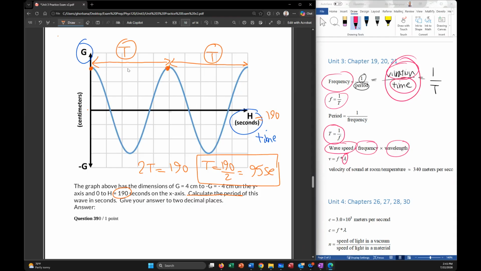We can even calculate the frequency. Okay, how can we calculate the frequency? We can say 1 over 95. Or we can calculate the frequency another way. How many vibrations do we have? We have one, two vibrations happening in how many seconds? 190 seconds. This is another way to calculate the frequency. But this question is not asking you to calculate the frequency, just the period. I'm just showing you how you can use this graph to calculate the frequency.